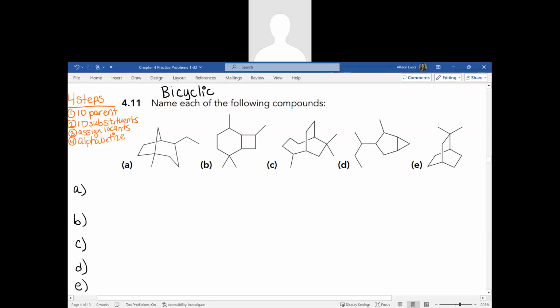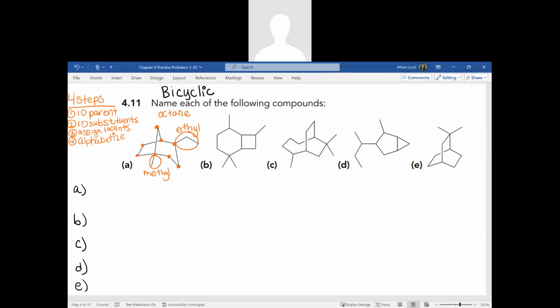So let's take a look at example A here and identify the total number of carbons in both rings. I can start anywhere on the ring I like. I'm going to start at a bridgehead and count here. So I have 1, 2, 3, 4, 5, 6, 7 carbons in my first ring, and then this will make 8 total. So again, this would be an octane if we were to identify the parent. Then we see a substituent over here and a substituent here. So let's identify these. This will be an ethyl substituent, and this will be a methyl substituent.